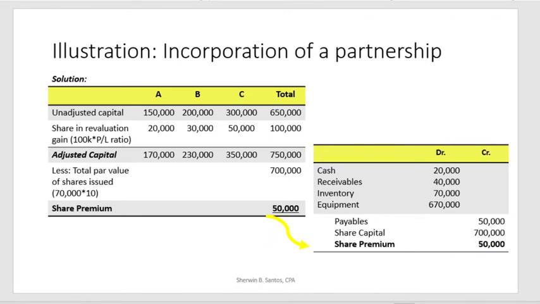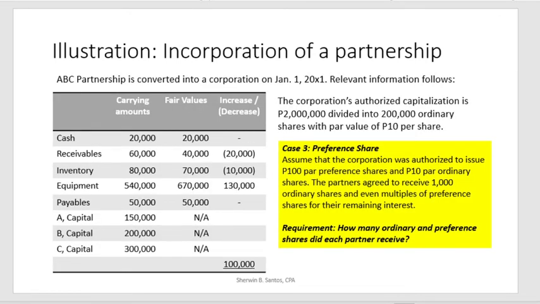Okay? Let's proceed with case number 3. Preference share. Assume that the corporation was authorized to issue 100 par preference shares and 10 par ordinary shares. The partners agreed to receive 1,000 ordinary shares and even multiples of preference shares for the remaining interest. Requirement: how many ordinary and preference shares did each partner receive? Okay, so mas complicated ito dahil may preference share in addition to the ordinary shares.